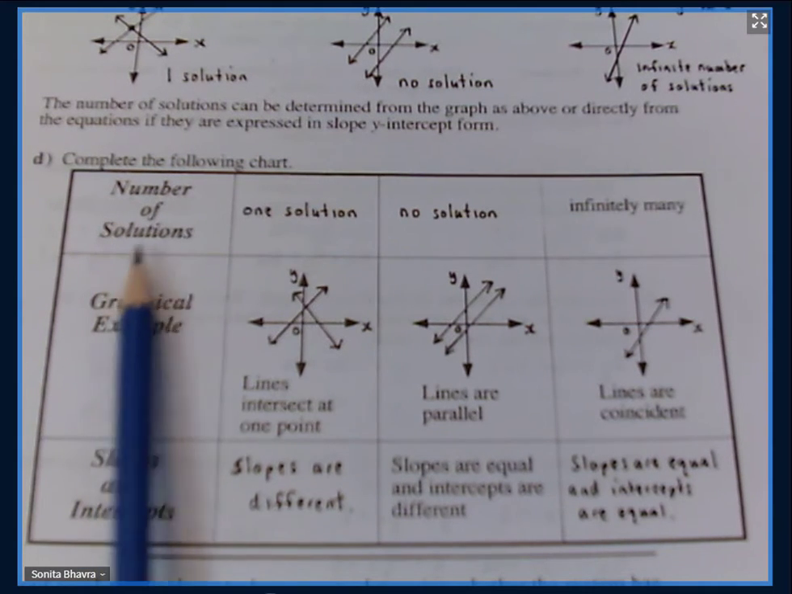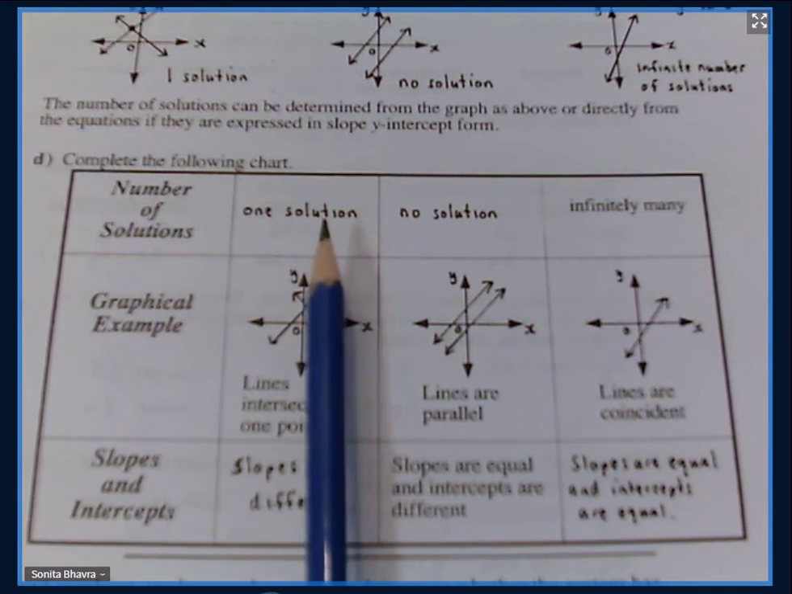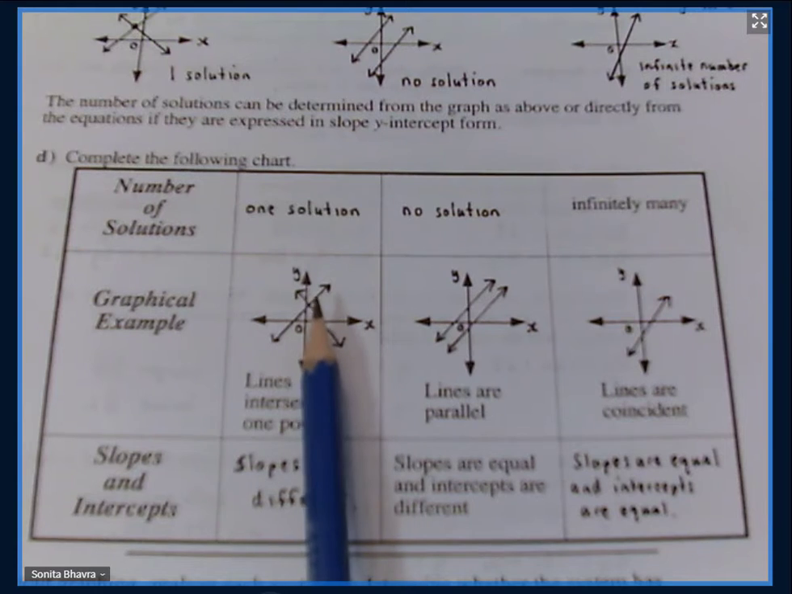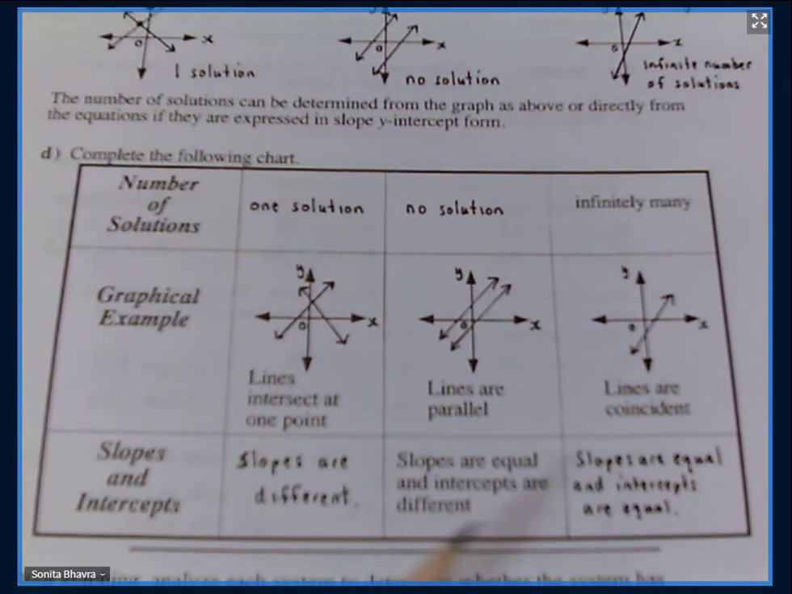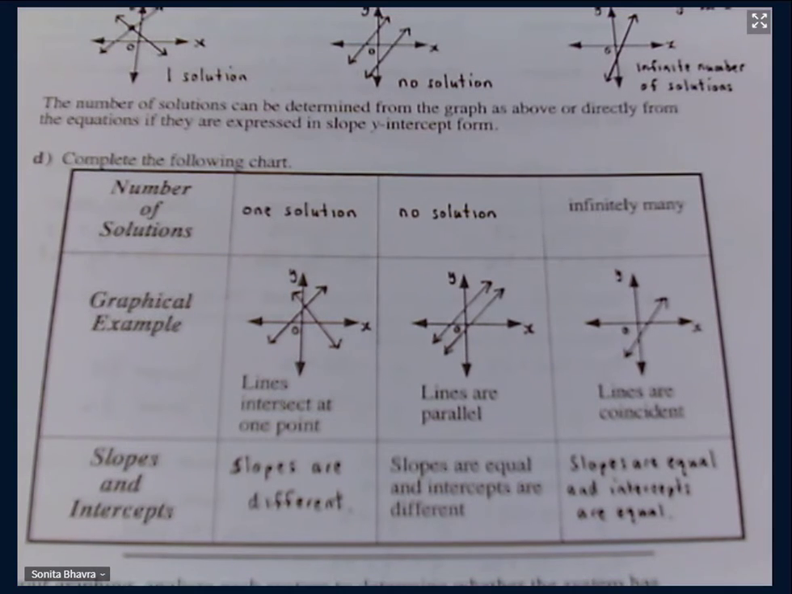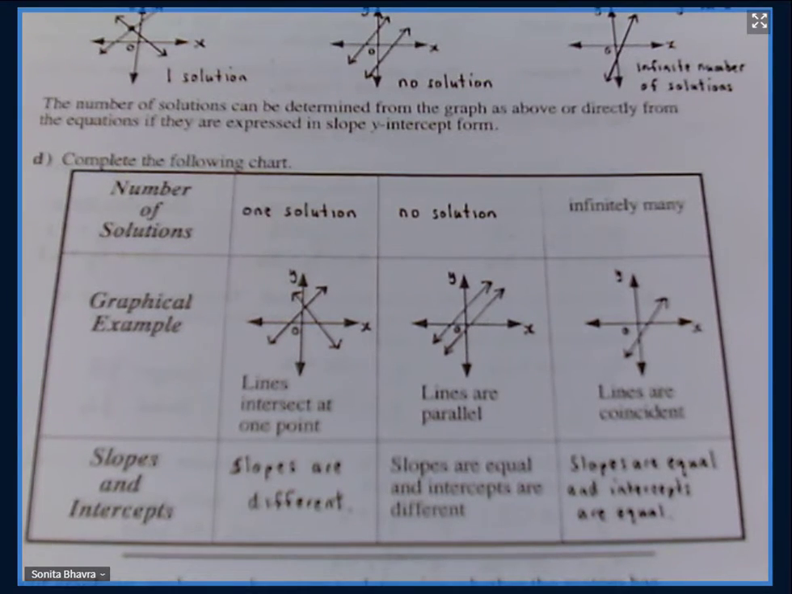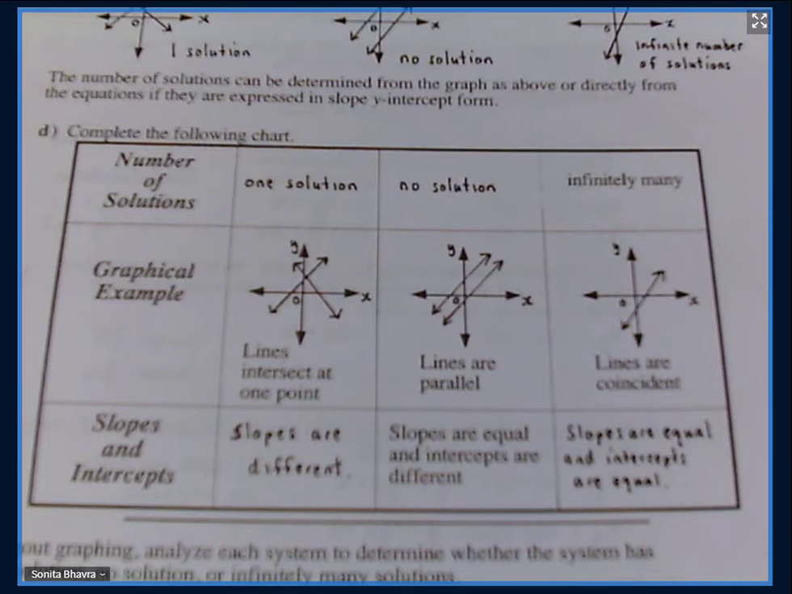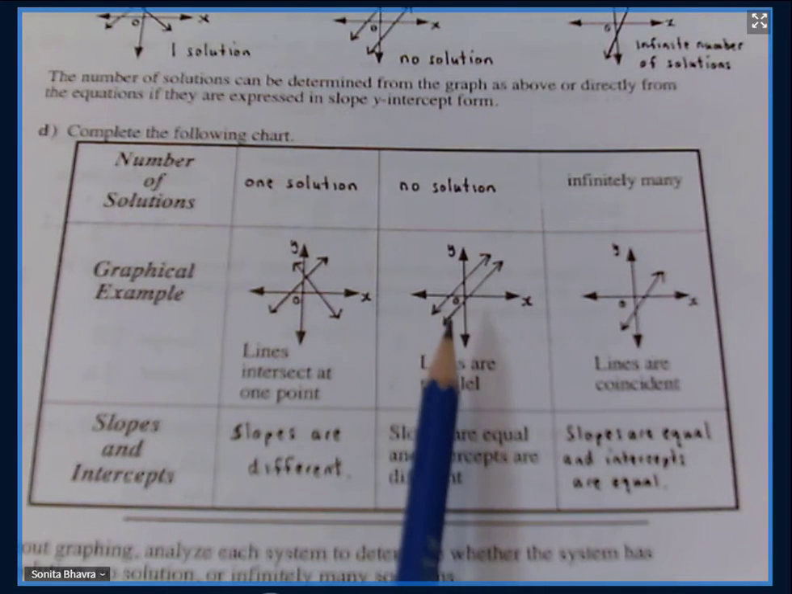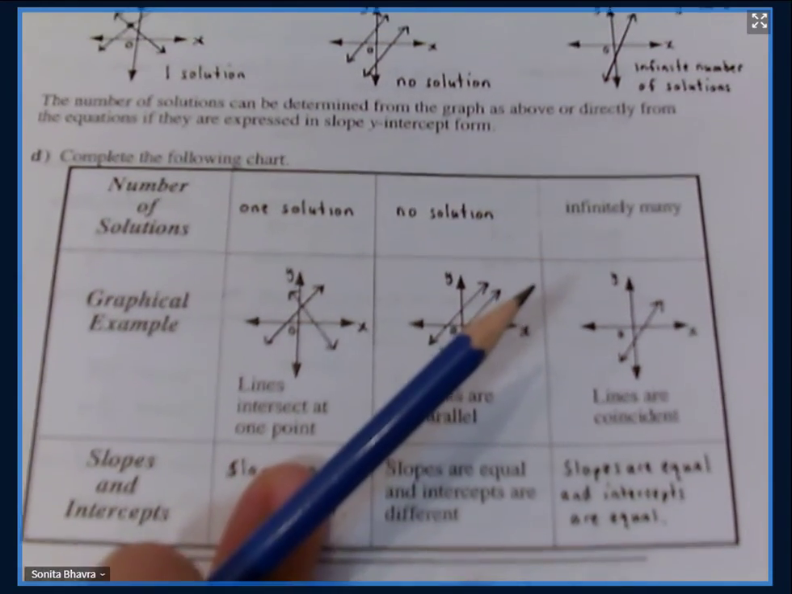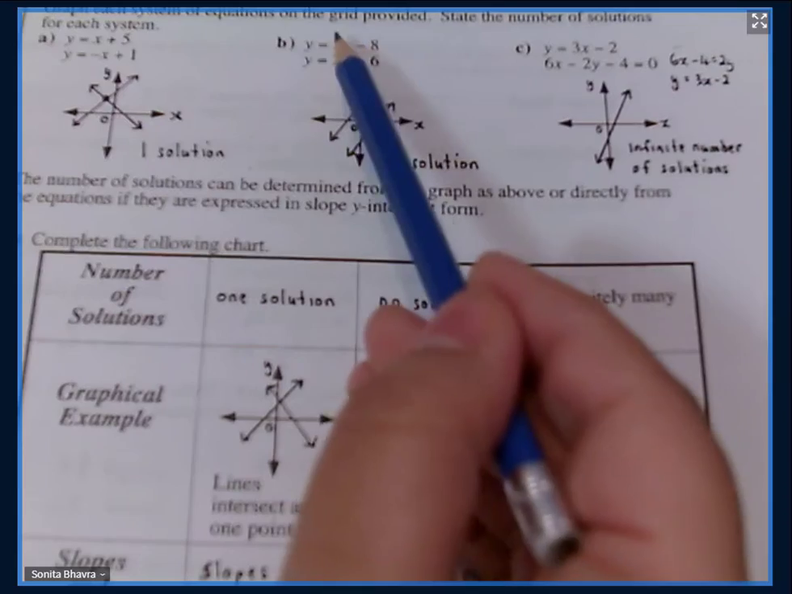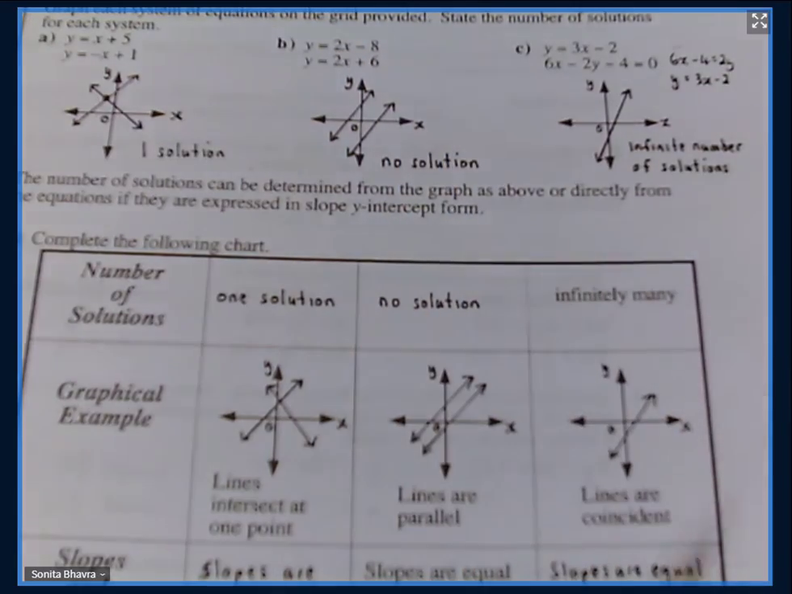So number of solutions. To have one solution, the lines are going to intersect at one point. Right here, your slopes are different. That's how you can also tell that there'll be only one solution. When they have no solution, the lines are parallel and the slopes are going to be the exact same. So just like we saw up here, the slopes were the exact same, your y-intercepts will be different.